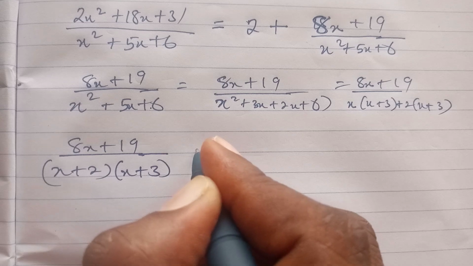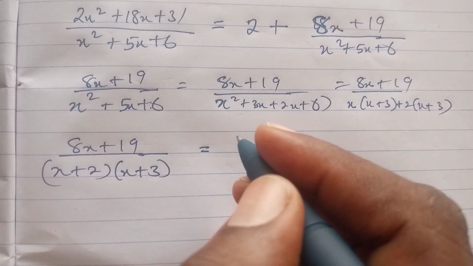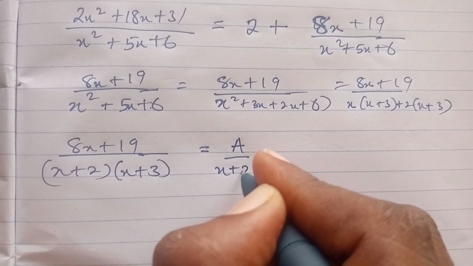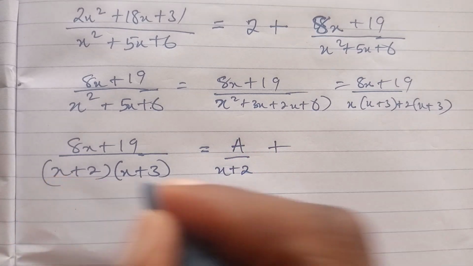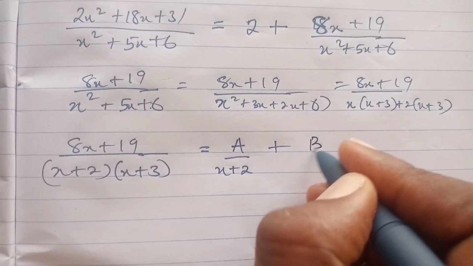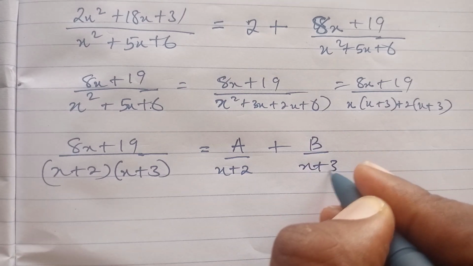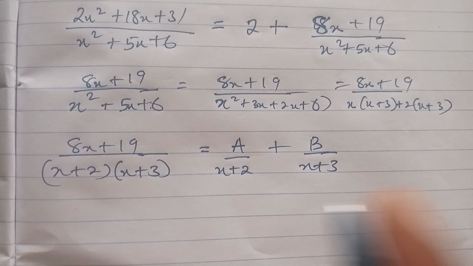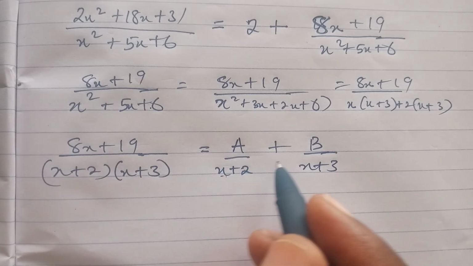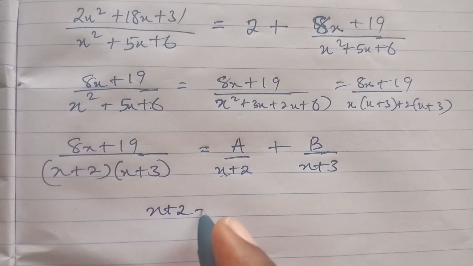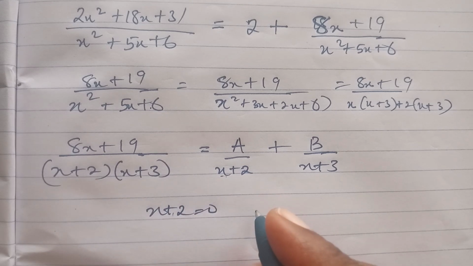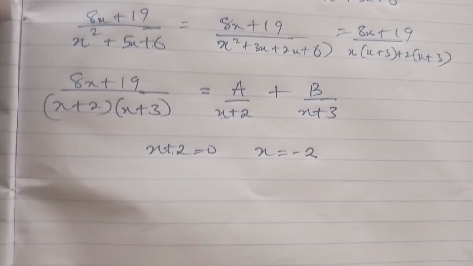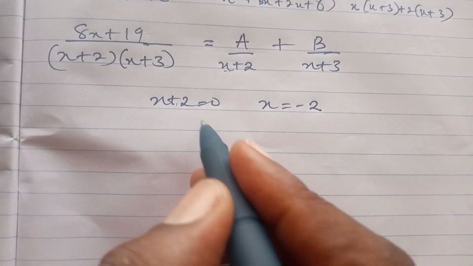All right. So now this can be broken down into A over (x plus 2) plus, because it is factorizable, B over (x plus 3). So we'll use the same approach now. To get our A, we put the denominator equal to 0. So x plus 2 equals 0. Then take the 2 to the other side. So x equals minus 2.